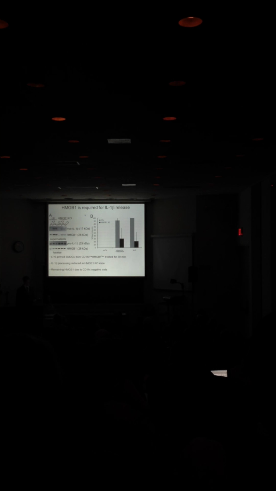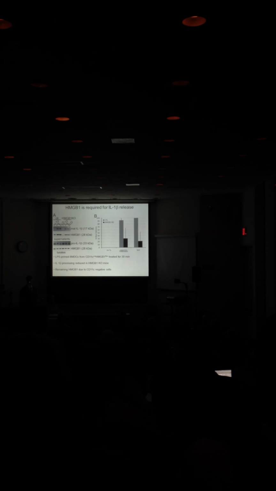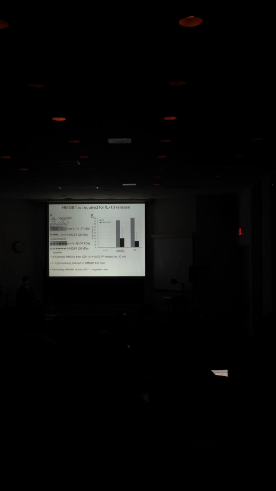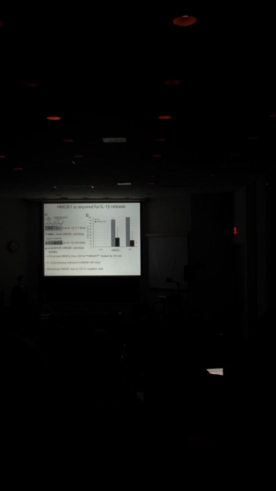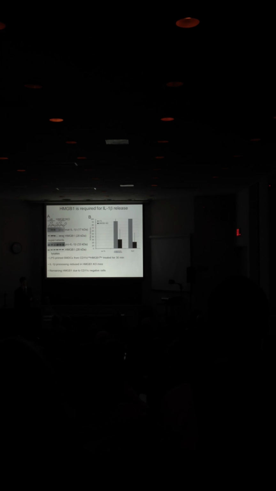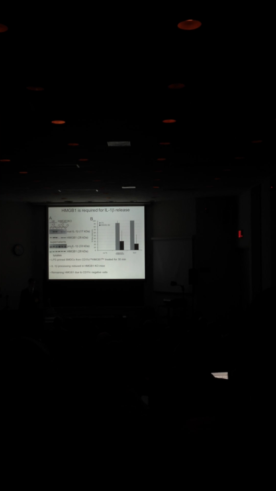And so what we found is that IL-1 beta processing was impaired in these HMGB1 knockout DCs when they were treated with nigericin or SLO. And it's quantitated in this western blot here. We see a big decrease. Now, if you're astute, you'll notice that these HMGB1 knockout DCs also have a fair amount of HMGB1.